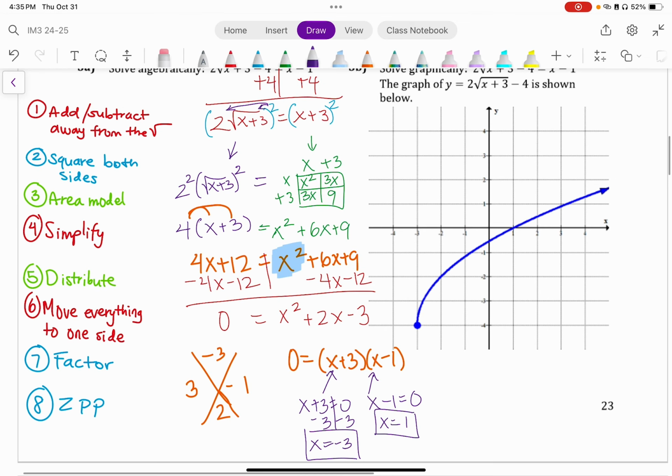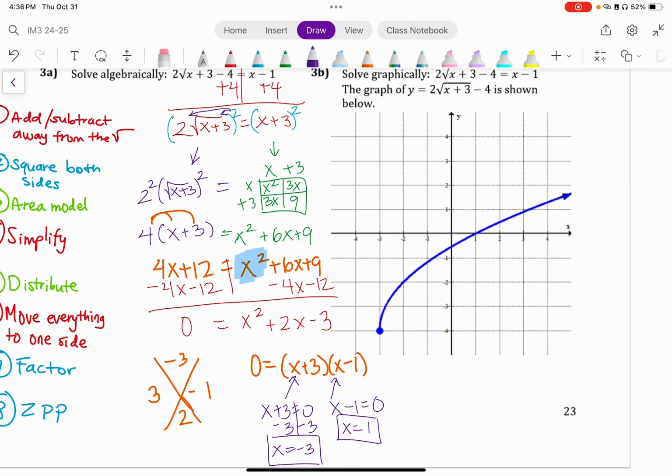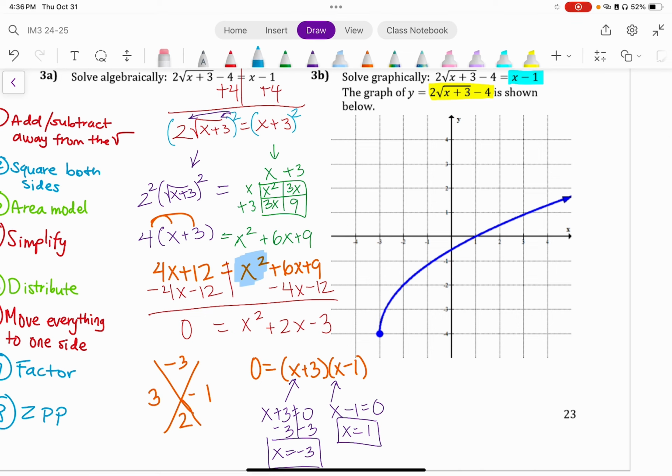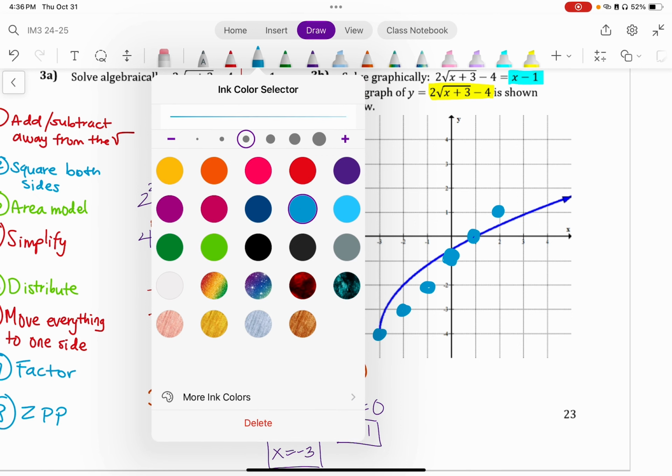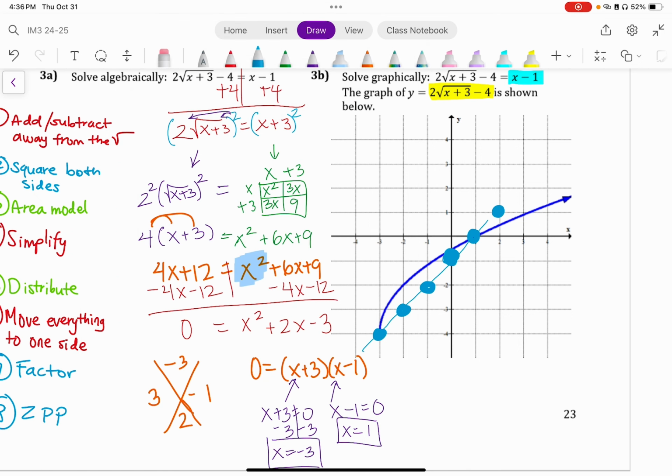You can also do this approach graphically. We have already graphed the square root function, which is what's in blue. You would just need to graph the line x minus 1. X minus 1 is a straight line that starts at negative 1 and has a slope of 1. Go ahead and connect those points, and you're going to get the following straight line.